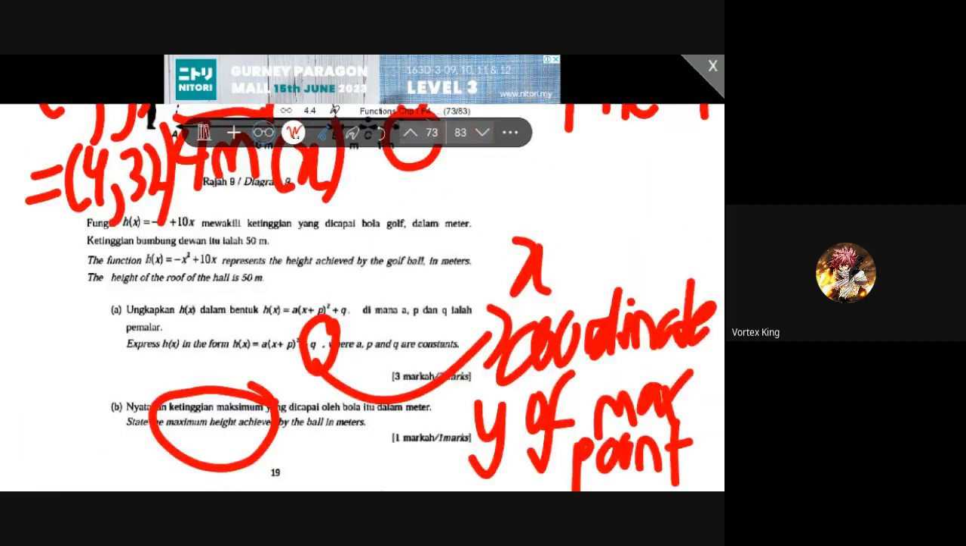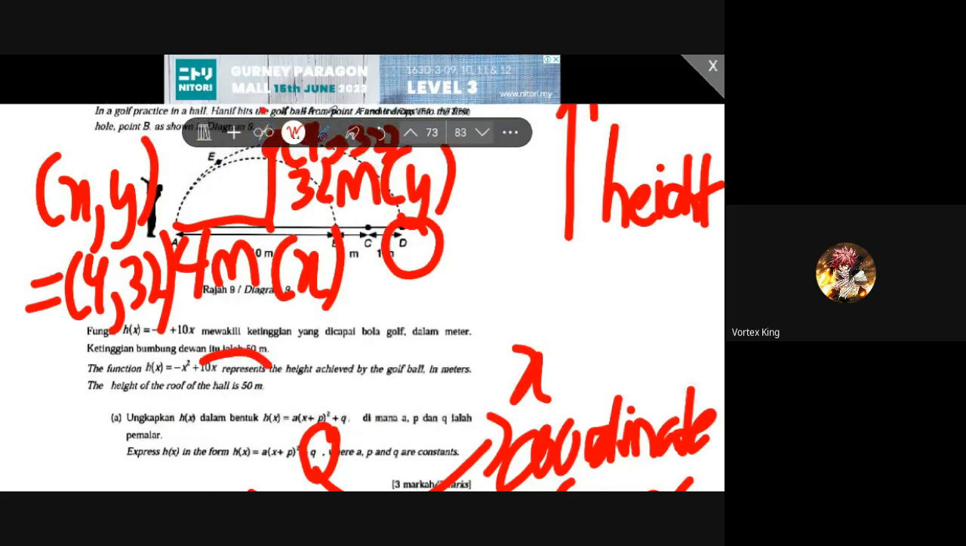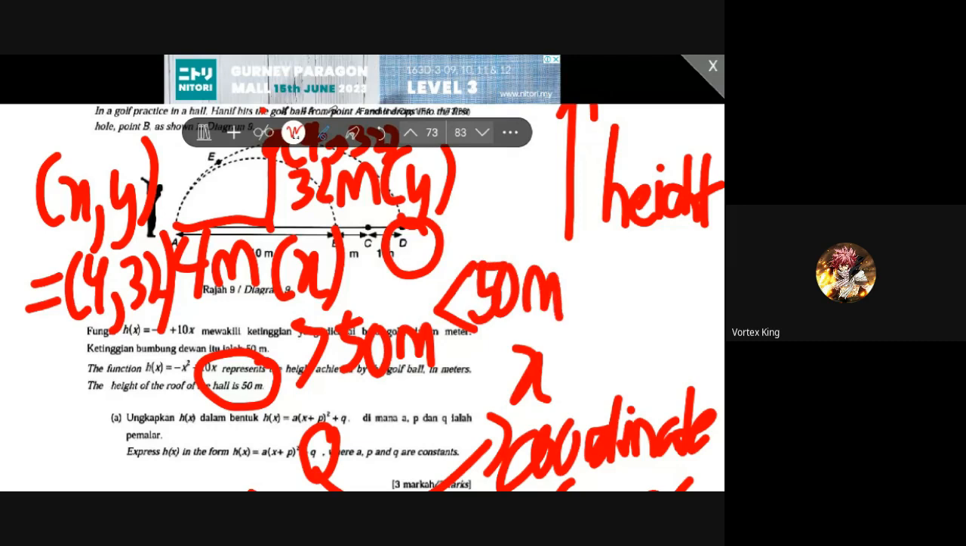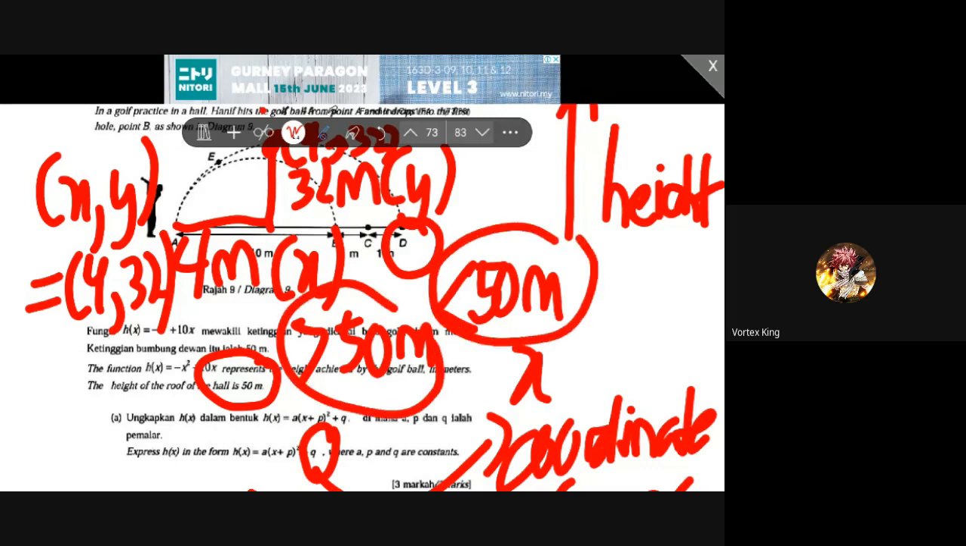Because we want to see whether it can reach the roof of the hall. You must know now, hall ini ketinggian apa? 50 meter. So, kalau lebih besar dari 50 meter, maksudnya dah sampailah ketinggian bumbung tu. Kalau kurang 50 meter, maksudnya belum sampai lagi. Can you understand this? The value jawapan akhir tu, kamu kena compare sama ada lebih besar atau lebih kecil. Soalan dah bagi ke atas. The question already gives you.